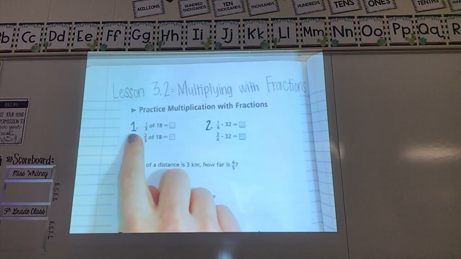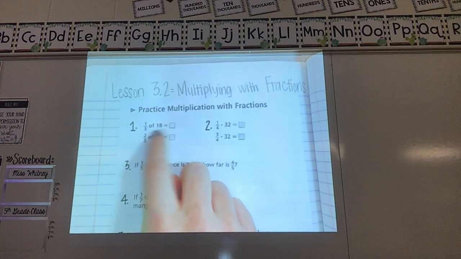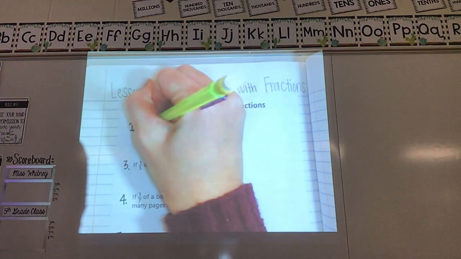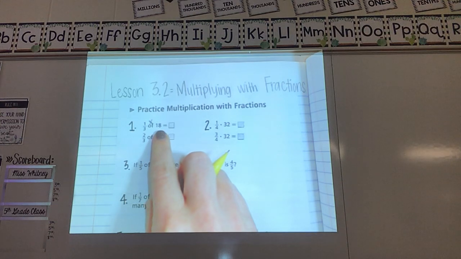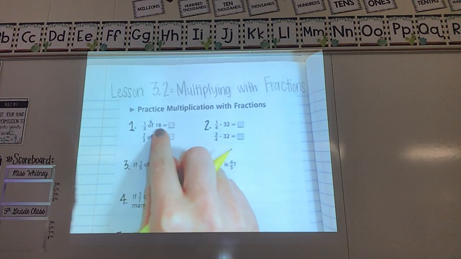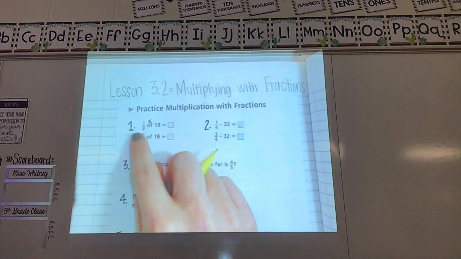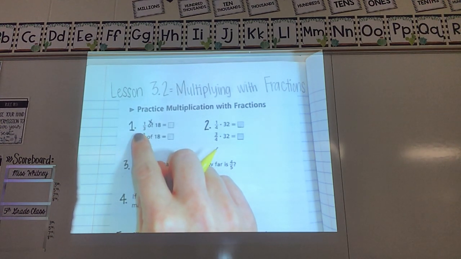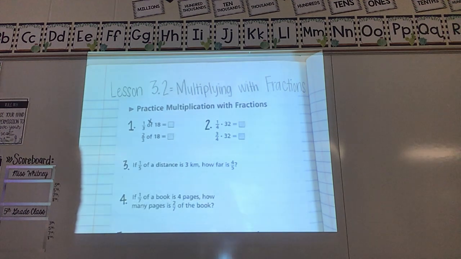Number 1 says 1/3 of 18. Last week we talked about what of meant. What do we do when we see the word of? We multiply. Of just means to multiply. So we need to do 1/3 times 18. Remember, when we're multiplying by a whole number and a fraction, we do our whole number times the top of our fraction. The bottom number stays the same. So what would 1/3 times 18 give us?